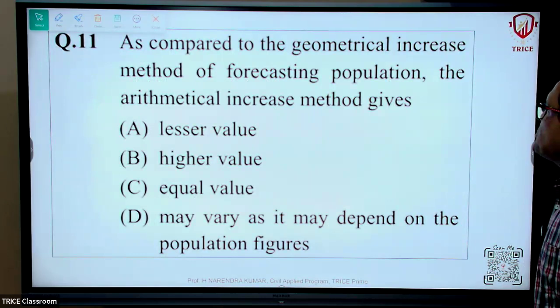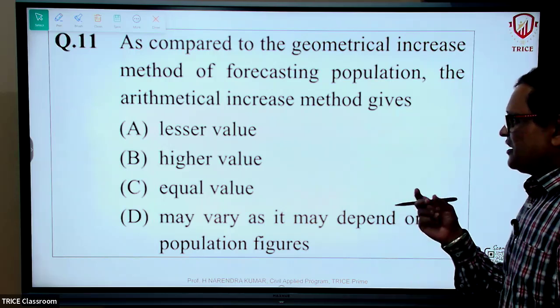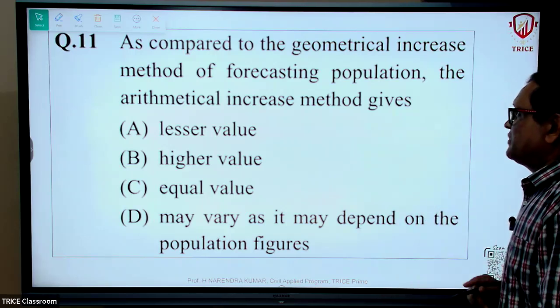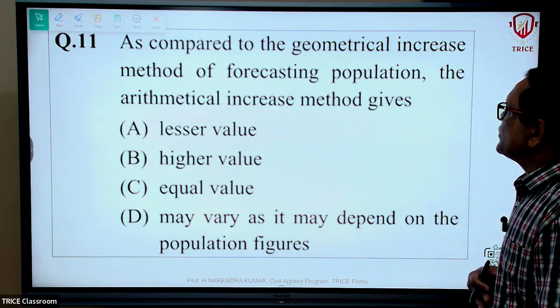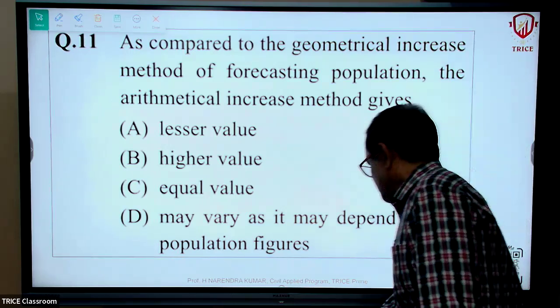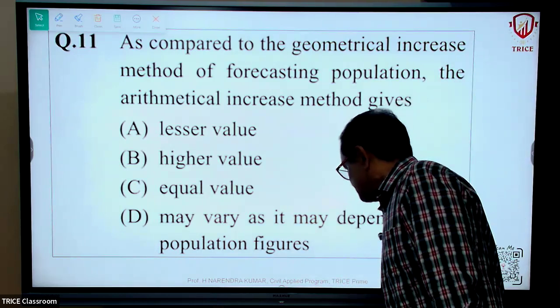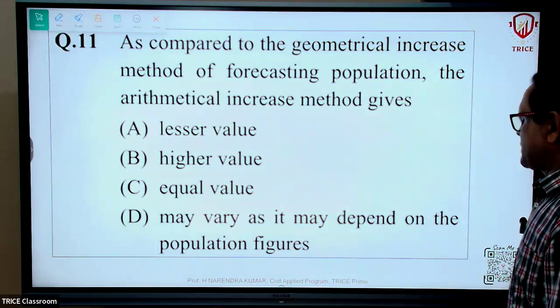Next one, as compared to the geometrical increase method of forecasting population, the arithmetical increase method gives lesser value, higher value, equal value, or may vary depending on the population figure. If you concentrate on my explanation, I already gave the answer for this question. With respect to the geometrical increase method, I said one thing. It always gives what? Anybody? Without looking at the question back, give me the answer. Compare and contrast geometrical increase and arithmetical increase.